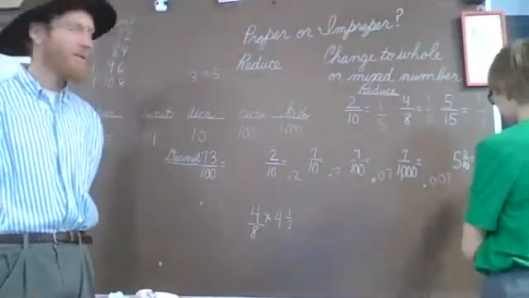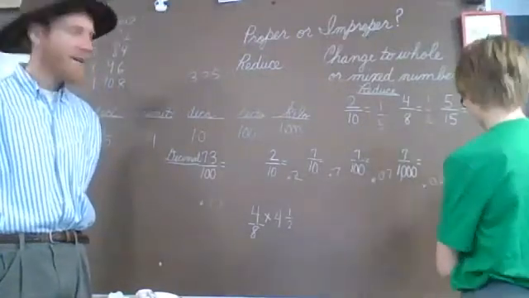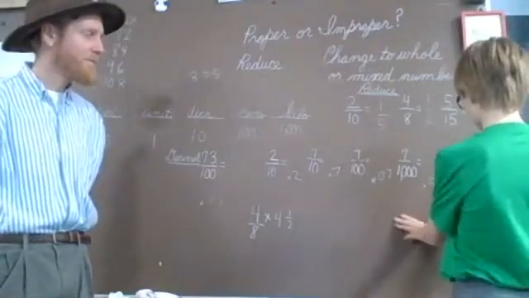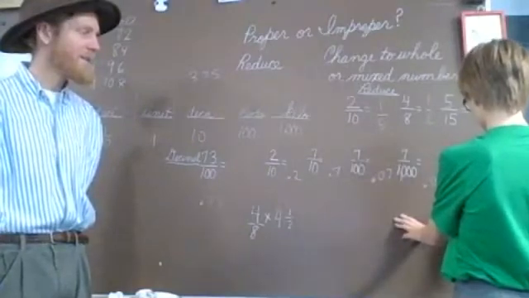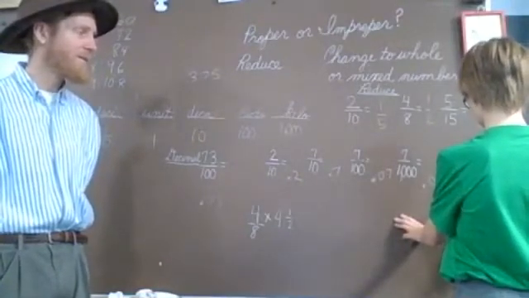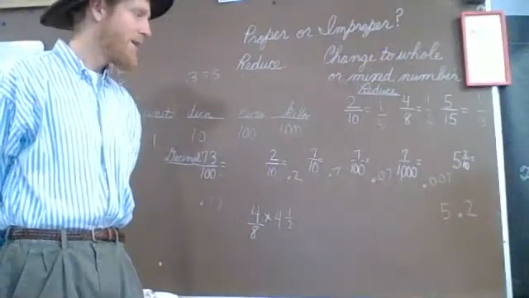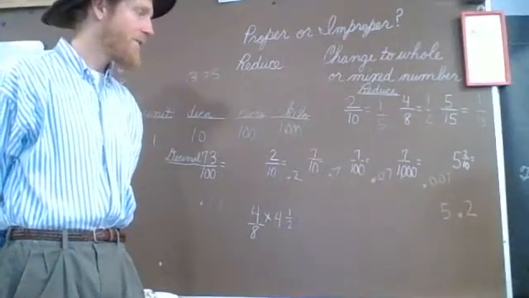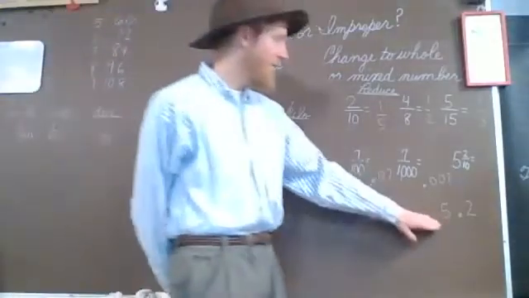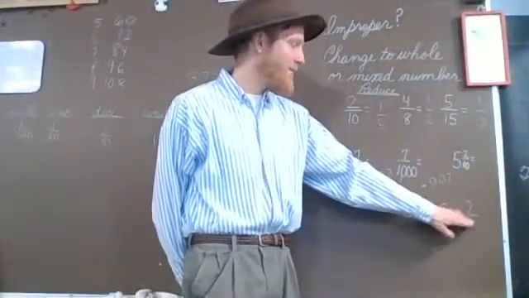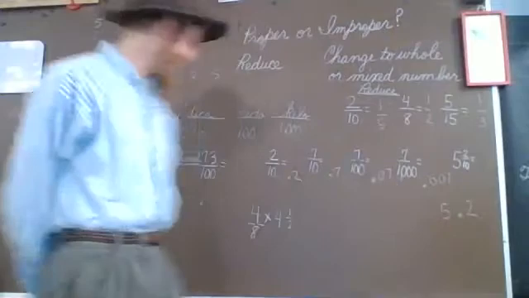5 2/10. Okay, so the whole number just stays. So just write it. What do you get now? 5.2. Good. Can everyone see that? 5.2. 5 2/10. One number past the decimal is exactly right.